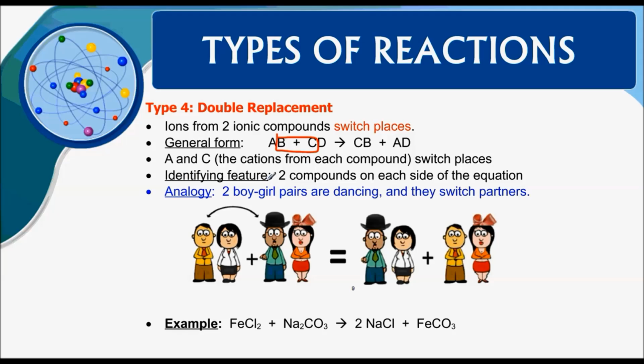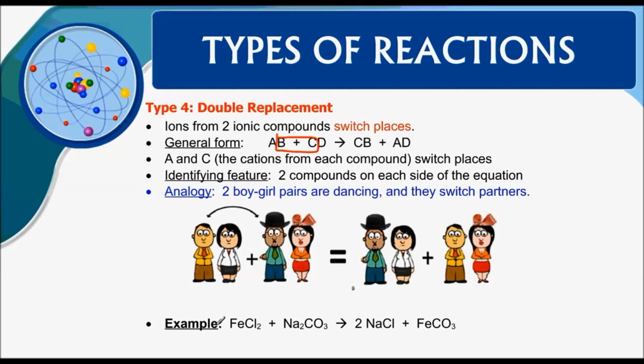So the identifying feature is that you'll see two compounds on each side of the equation. Our analogy is two boy-girl pairs are dancing and they switch partners. So you can see originally we have the non-accessorized couple, and then on the reactant side we have the accessorized couple, and then they just switch partners, like the boys trade places. So we see the guy with the hat dancing with the plain girl, and then the boy that's plain dancing with the accessorized girl with the bow on her head. So basically the boys just traded places here.